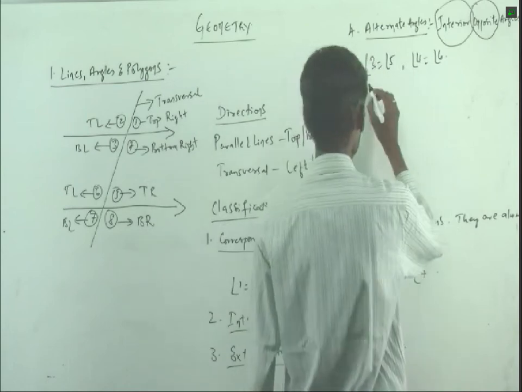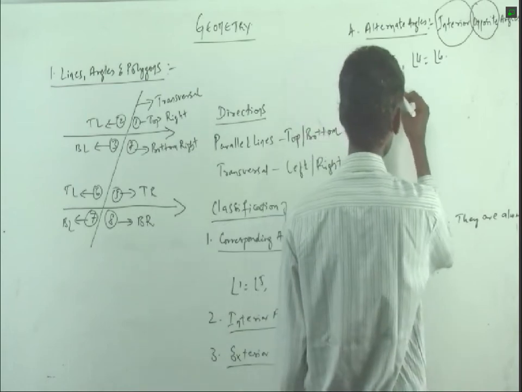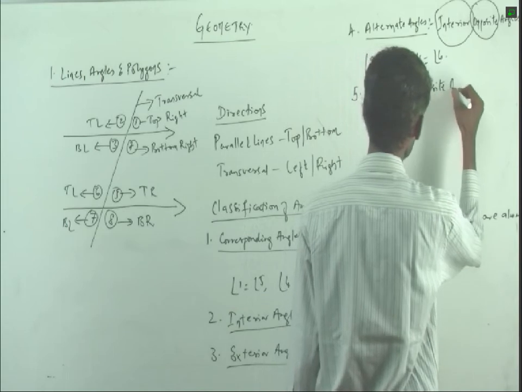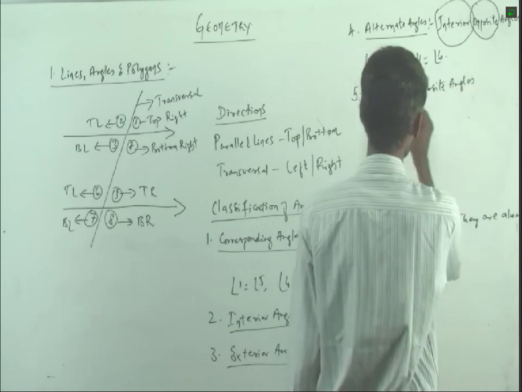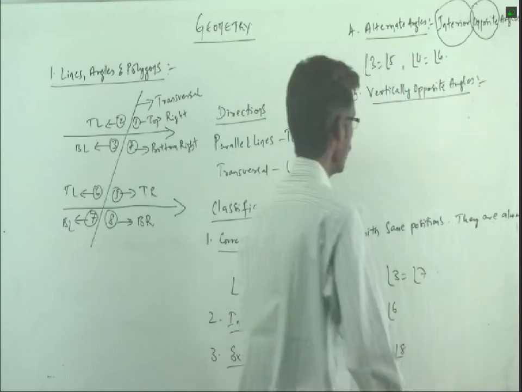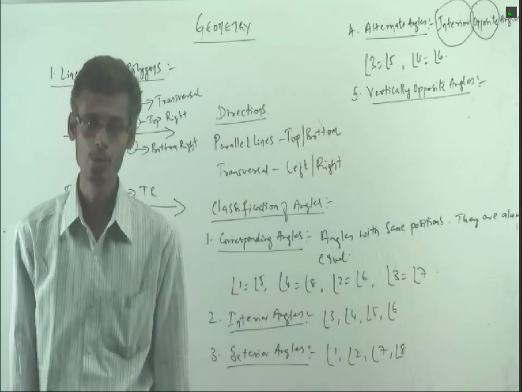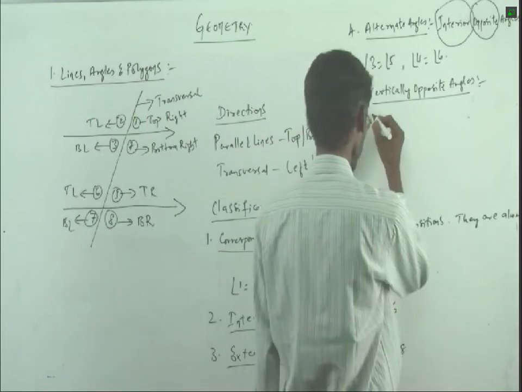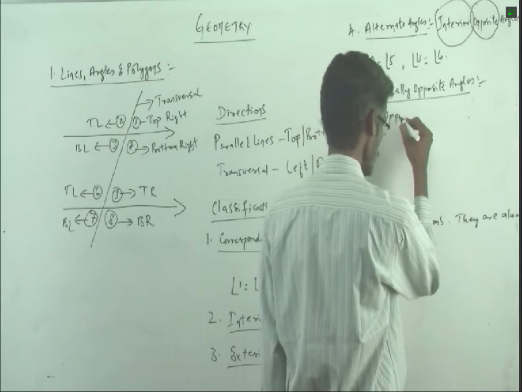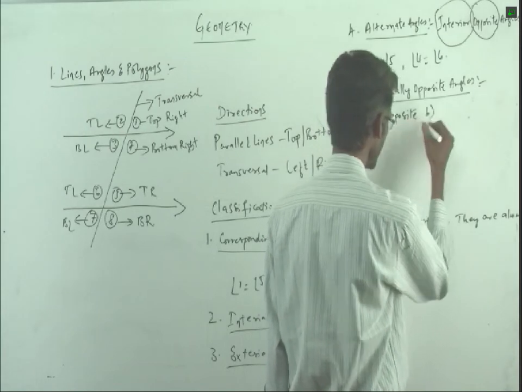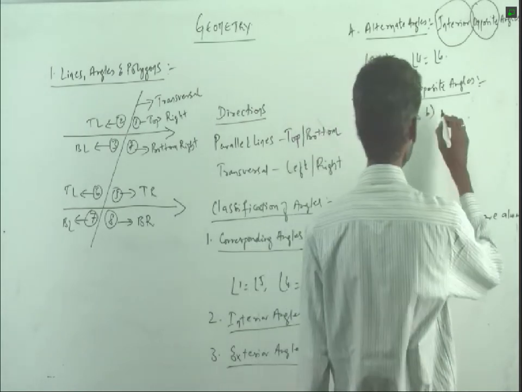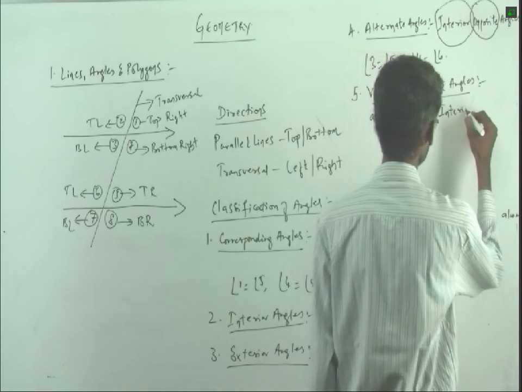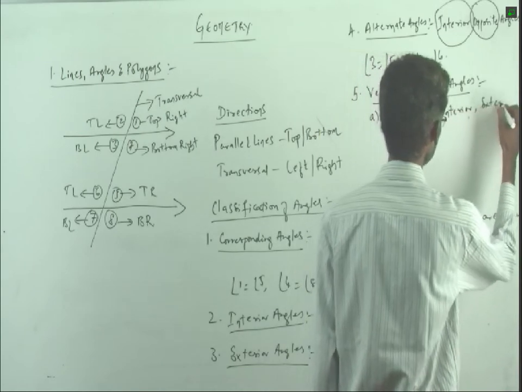The fifth one, vertically opposite angles. In order to say that two angles are vertically opposite, they should satisfy two conditions. The first condition is that both angles should be opposite. And the second condition is that, out of the two angles you are trying to pick up, one should be interior and the other one should be exterior.